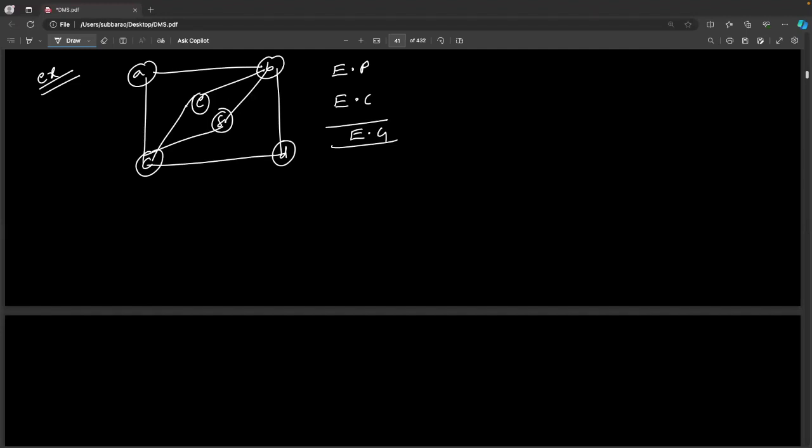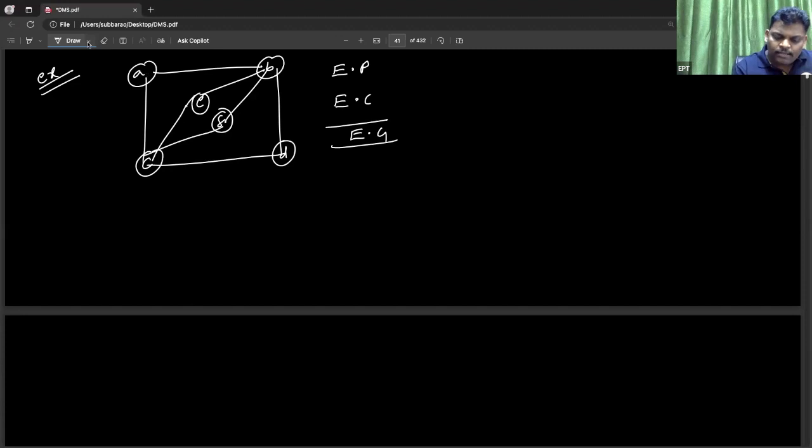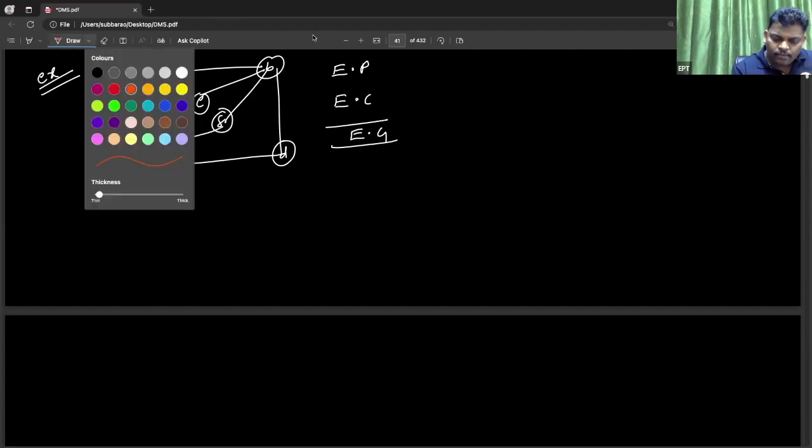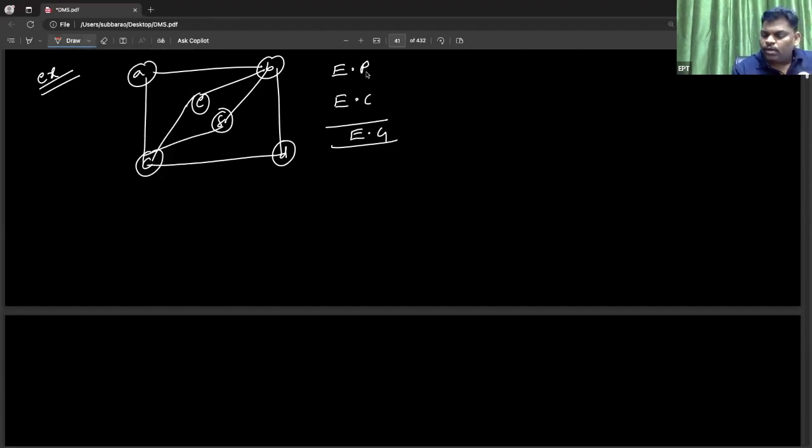Can I give the answer? Many people may have tried. See my answer. Euler path, Euler circuit. See this? Can I go like this?